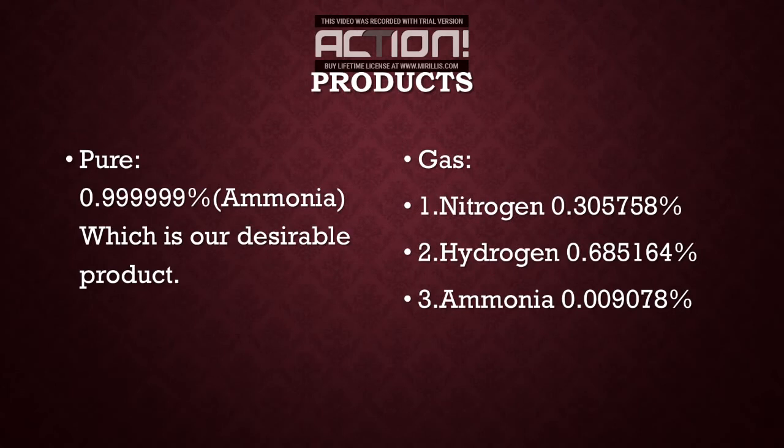We have here our product, which is the pure product, our desirable product, the pure ammonia, and we also got gases which include nitrogen, hydrogen, and ammonia.